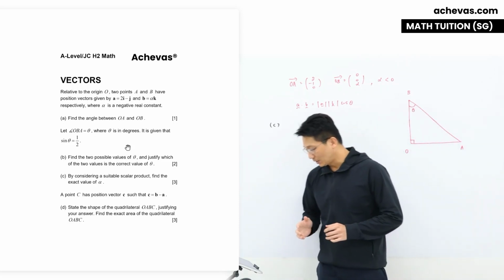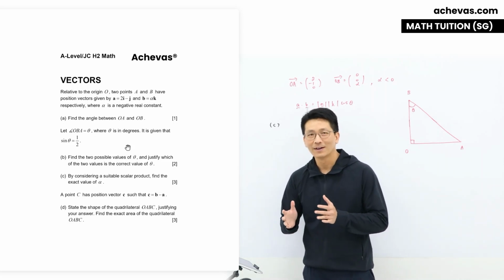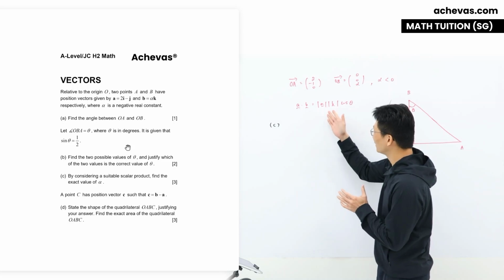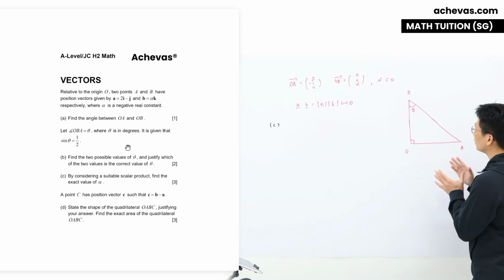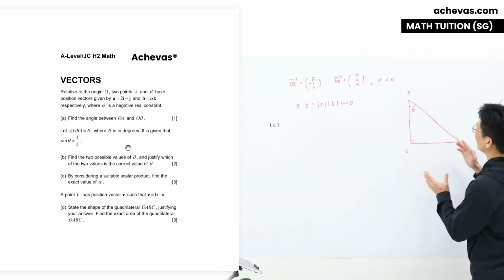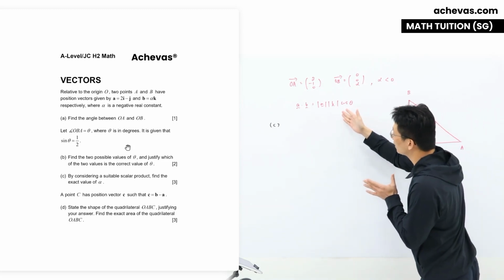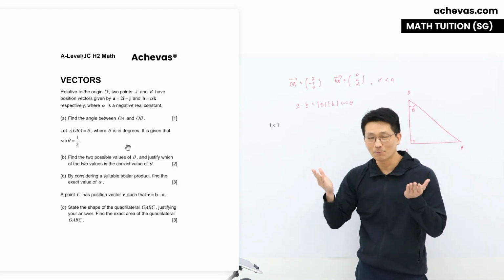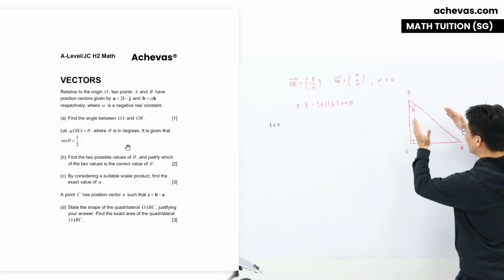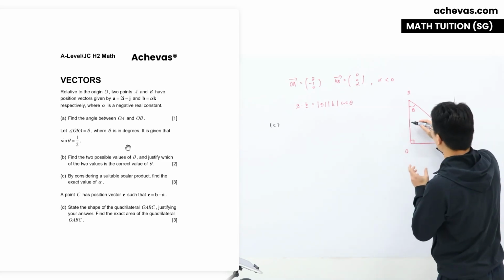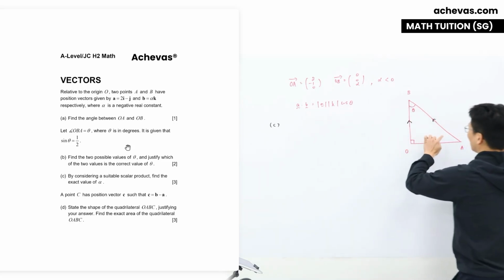In part C of this question, it says by considering a suitable scalar product, find the exact value of alpha. The scalar product which I'm going to make use of is this scalar dot product formula. Referring to this diagram, I'm going to make use of this angle here and the two vectors OB and AB, because when we are making use of this formula, we have to ensure that the angles are both pointing inwards or both pointing outwards. In this case, I will consider them to be inwards, so A will be my OB and B will be my AB.